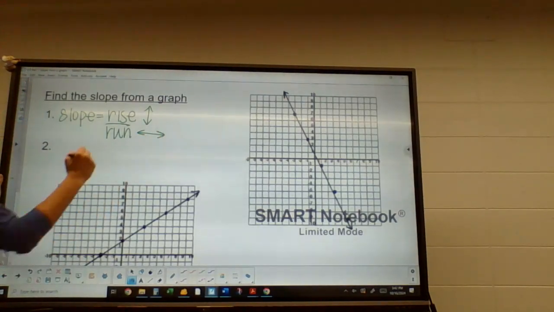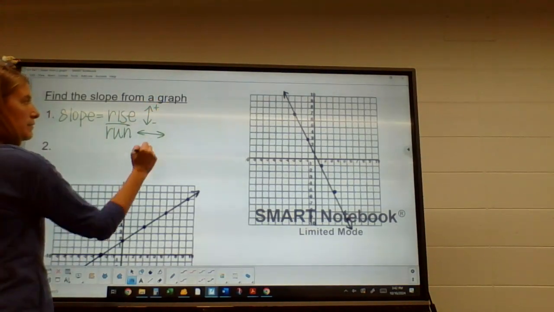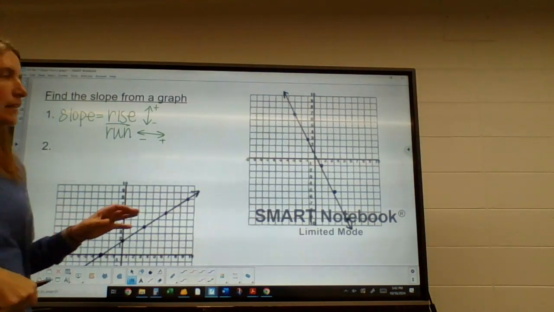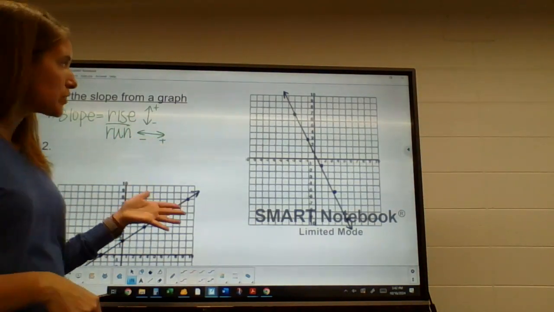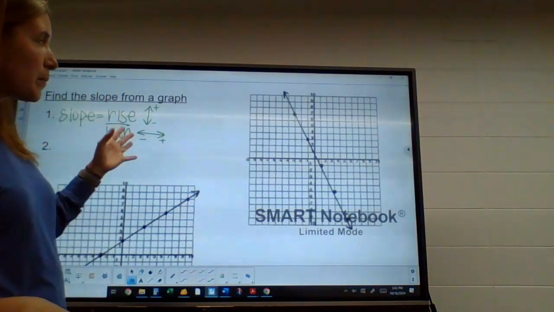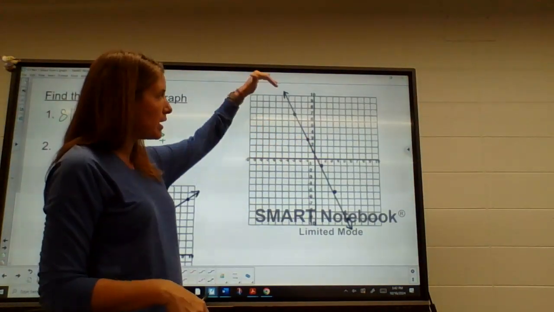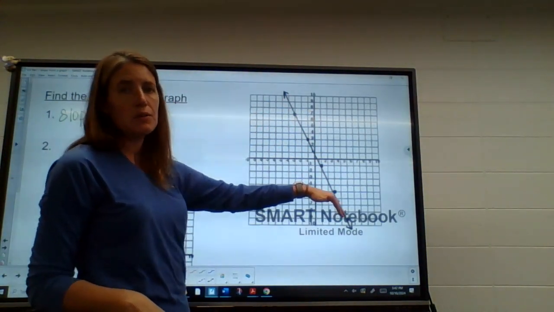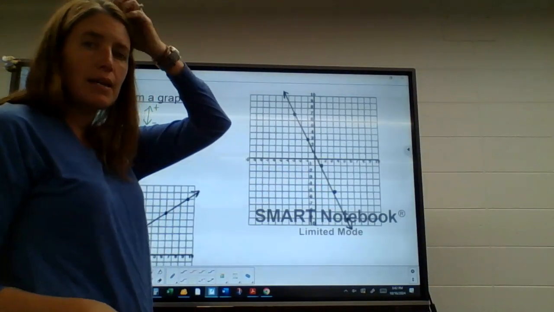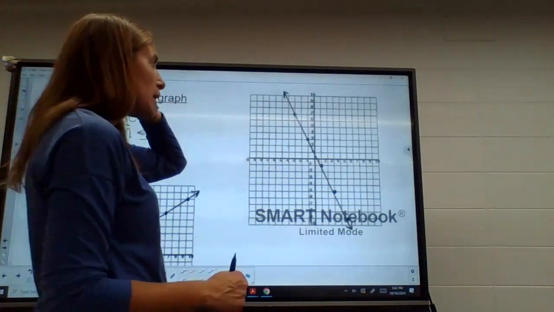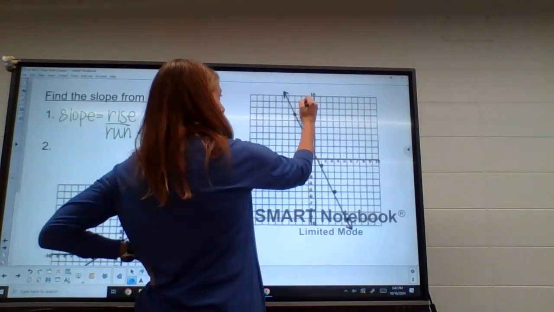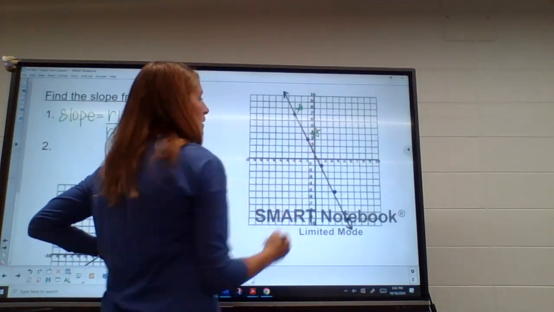Now up is positive and down is negative. Right is positive, left is negative. Typically, I'll do the rise first. And remember, we always ski eastward, so we're headed to the right. And so I can tell already this is going downhill. So I know this is going to be a negative slope. So I'm going to basically pick 2 points that are close to each other. So I'm going to pick these 2 points here.